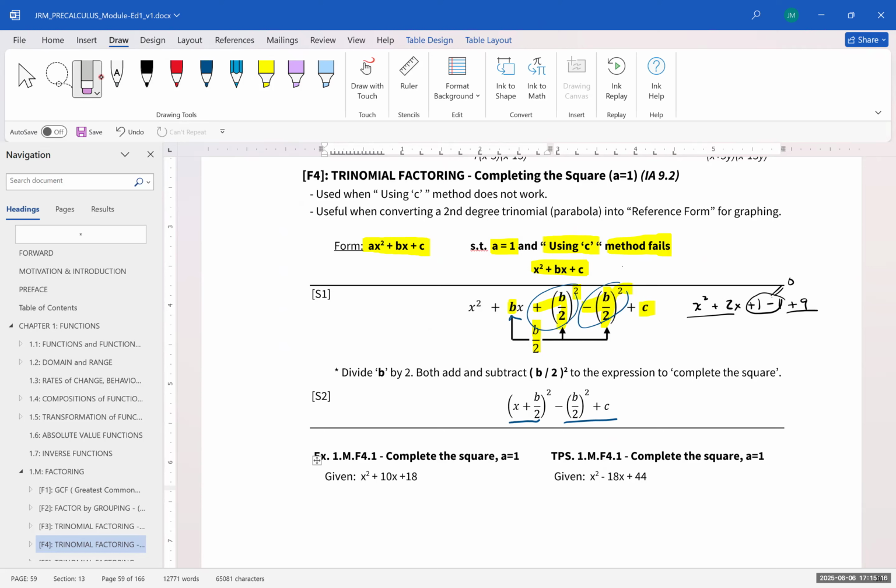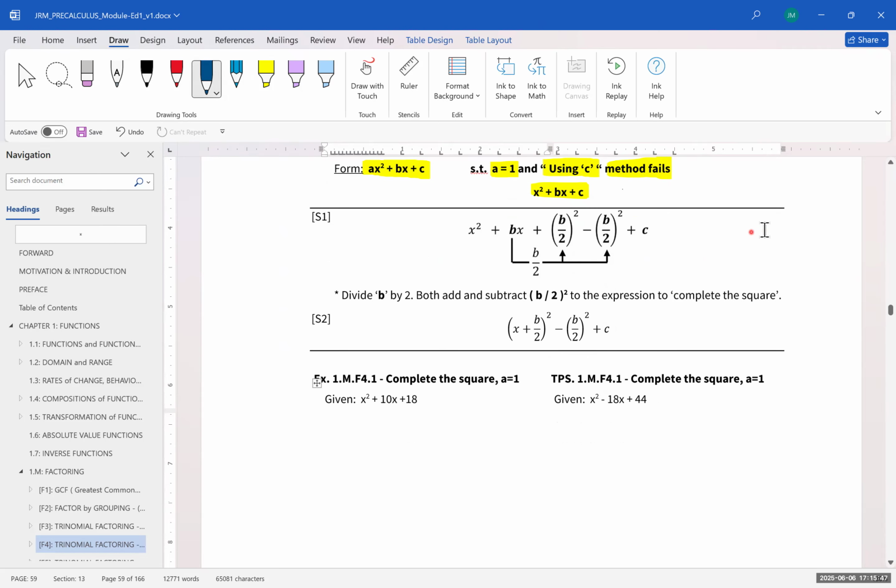So let's take a look at an example of this factoring method using something concrete, because all of this is rather abstract. Given x squared plus 10x plus 18, the first thing to look at is whether we could actually get this to work with the previous method.